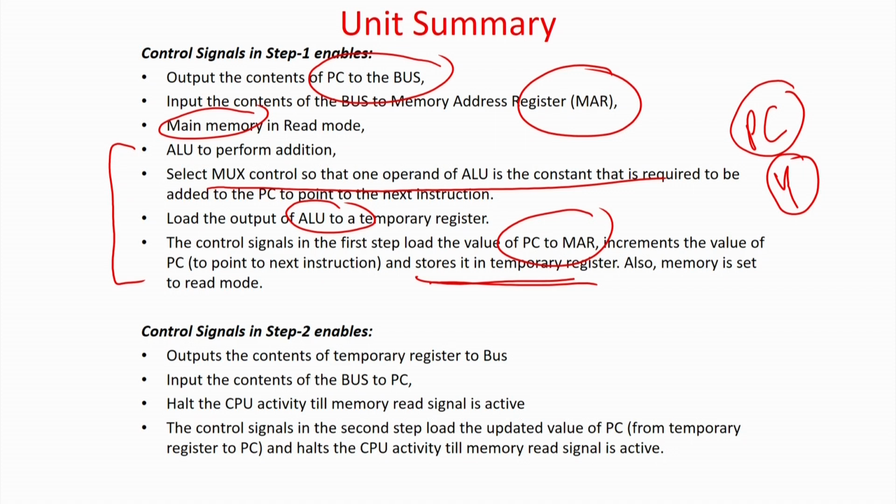The second stage is very similar. The bus value will go to PC, that is PC equal to PC plus constant, that is the next transfer, and output the contents of the temporary register to the bus. These are very simple. Halt the value of the PC till the memory says it is okay. Once it is done, you can go ahead. This is very similar to the second stage.